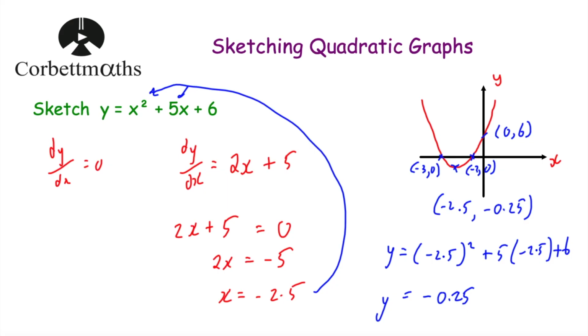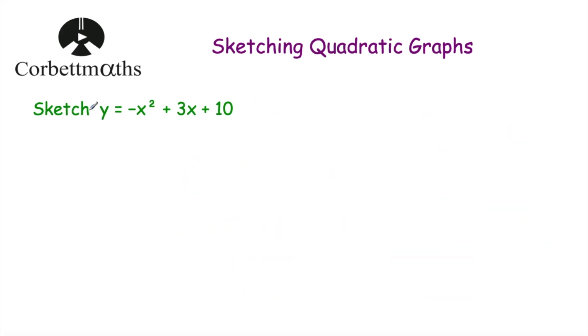Okay, let's look at our next question. This time we've been asked to sketch y equals negative x squared plus 3x plus 10. It's a negative x squared, it's negative 1x squared. So the coefficient of the x squared, that number for the x squared, is negative. That means it's going to be an n-shaped parabola, this one. So that's an n-shaped parabola.